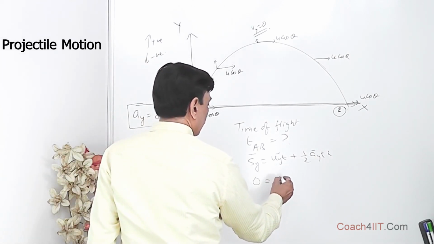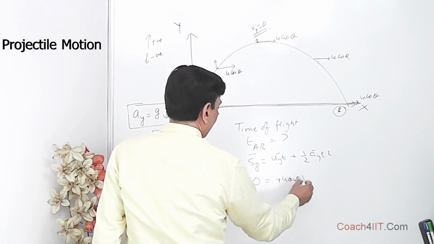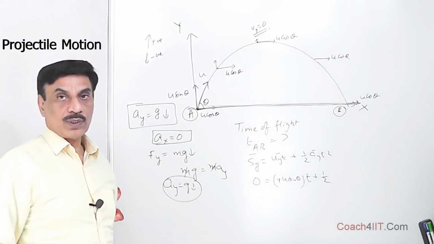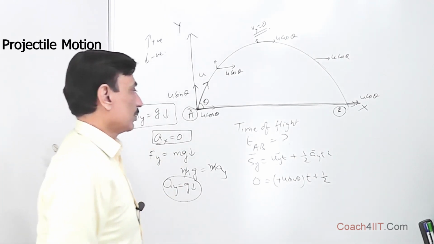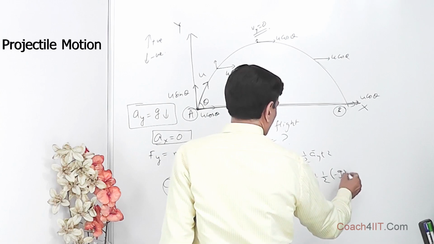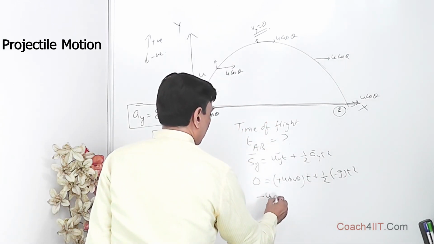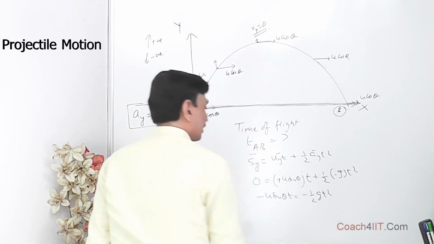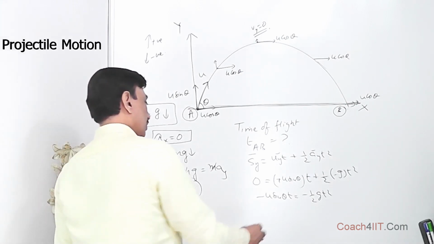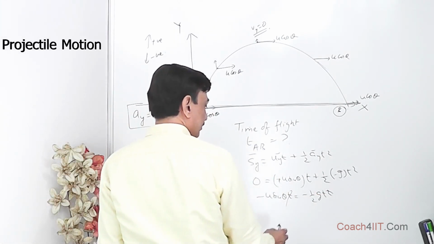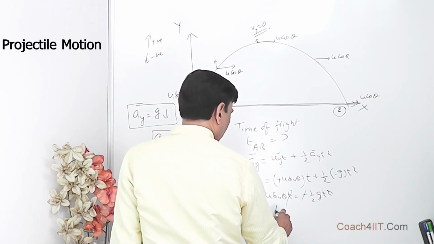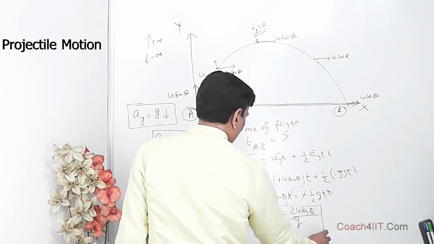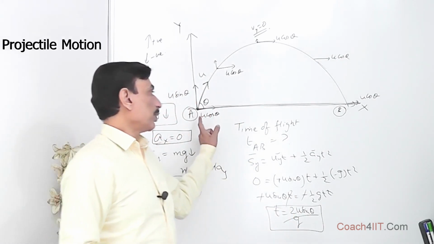So it is plus u sin theta into t plus half, Ay is g in the downward direction, which is negative, so minus g into t square. So this comes out to be minus u sin theta t is equal to minus half g t square. T is not equal to 0, so one t cancels, and the minus signs cancel. So t comes out to be 2u sin theta by g. This is the value of the time of flight from A to B.